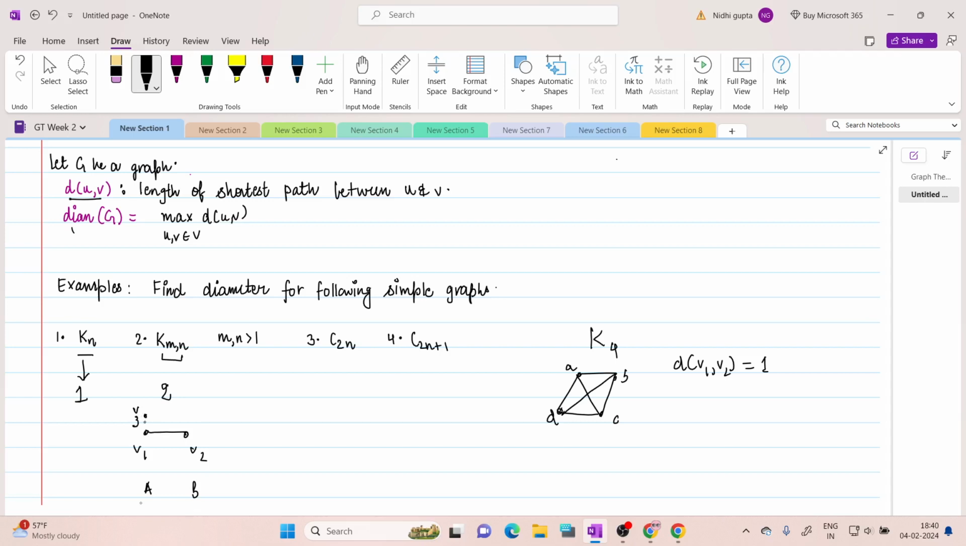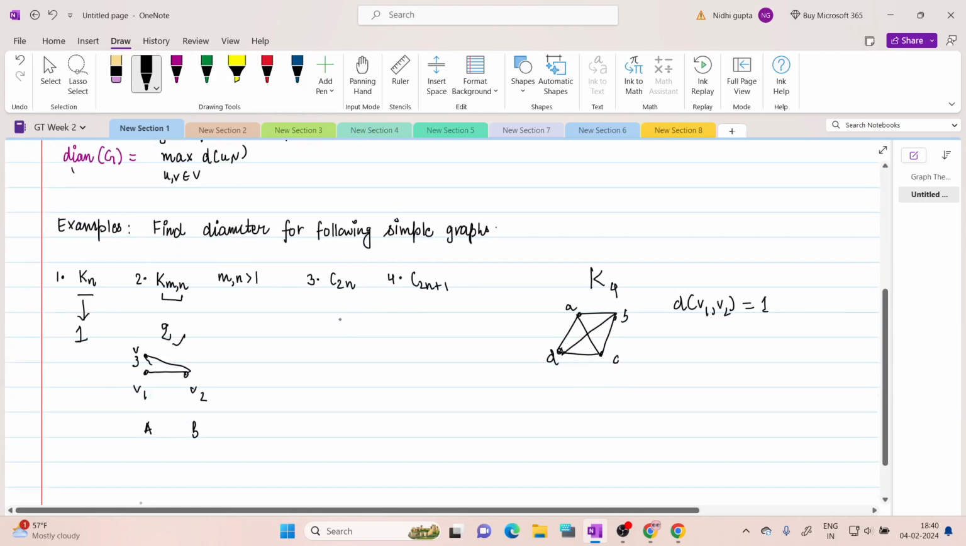A? What is the length of the shortest path between V1 and V3? It is 2, because we can go to some vertex here and then here. So either the shortest length is 1 or 2, and the maximum of 1 and 2 is 2.